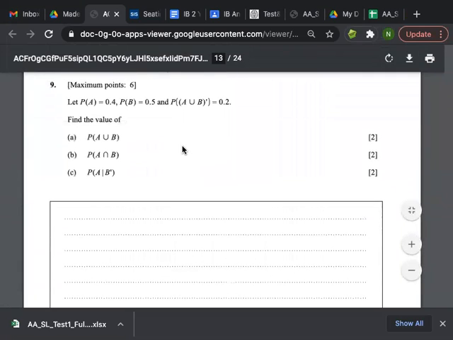These are on your formula sheet. Do I need to do them? Yes, we're good. On your formula sheet, what's the formula for A union B? Did they give it to us? They didn't exactly give it to us, because that little apostrophe means something. What does that little apostrophe mean? Complementary. How do I find the complementary? One minus, 1 minus 0.2.